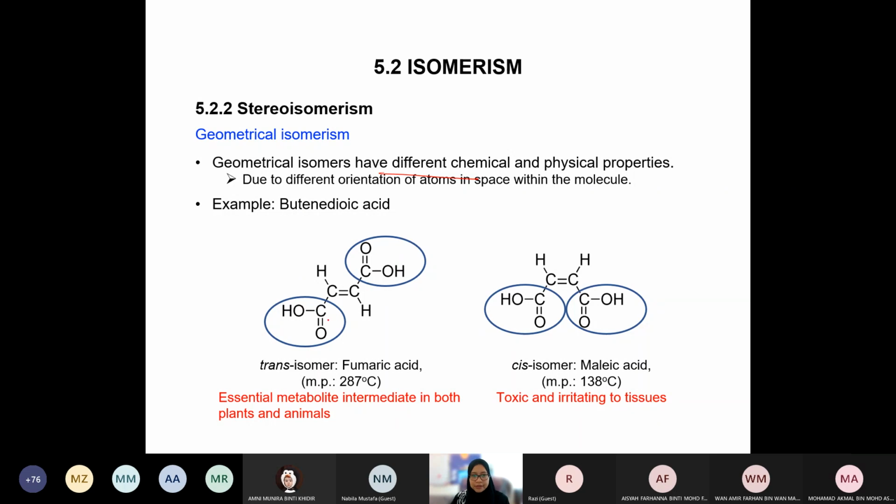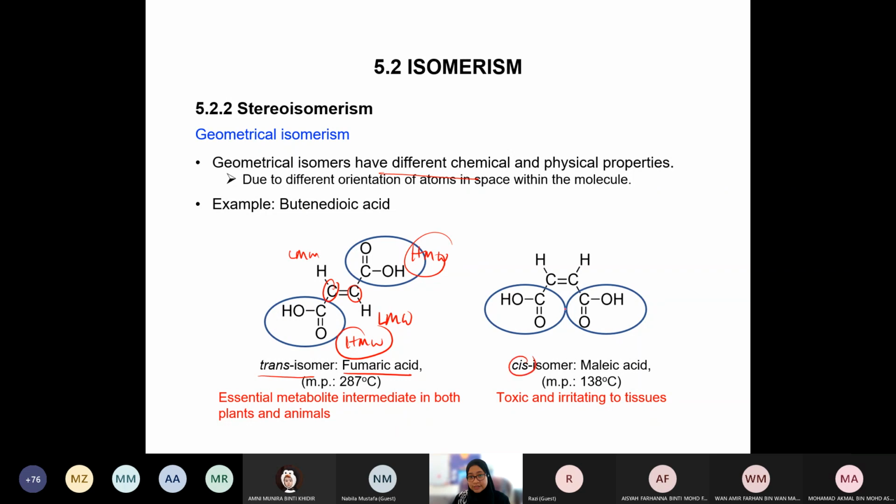Like this one. So this is high molecular weight, and this is low molecular weight for this carbon, and this is high molecular weight for the same carbon. So they are located on the opposite side. This is called trans, but the real name is fumaric acid. But for this one, this is cis.